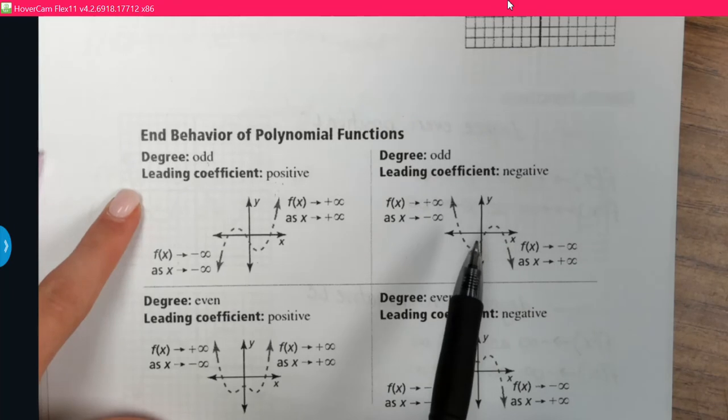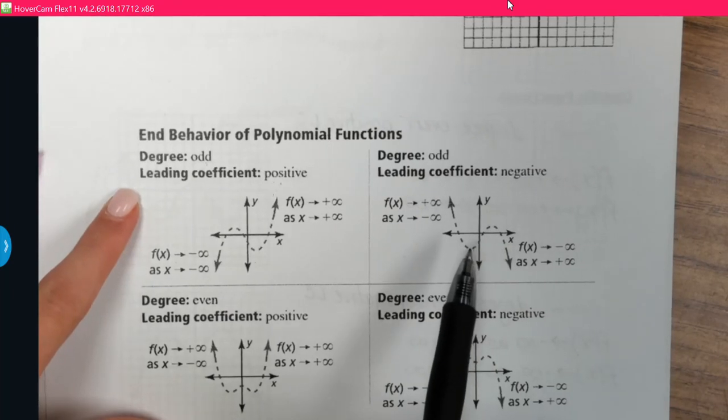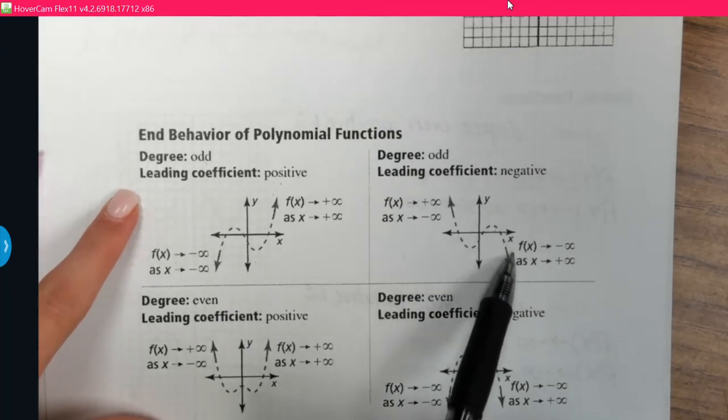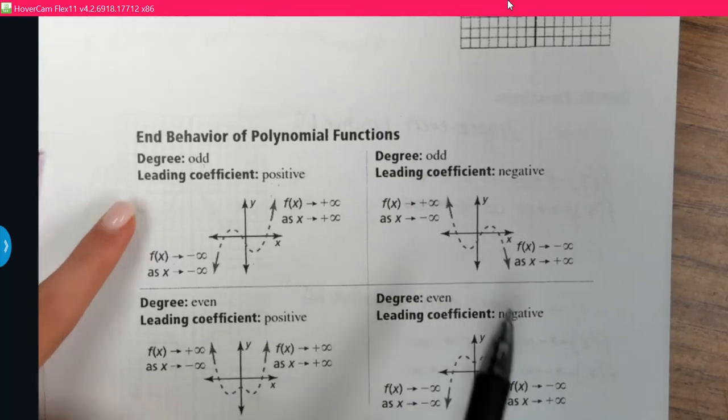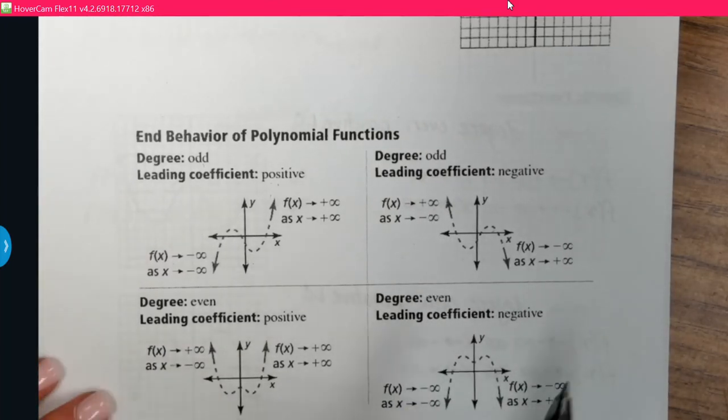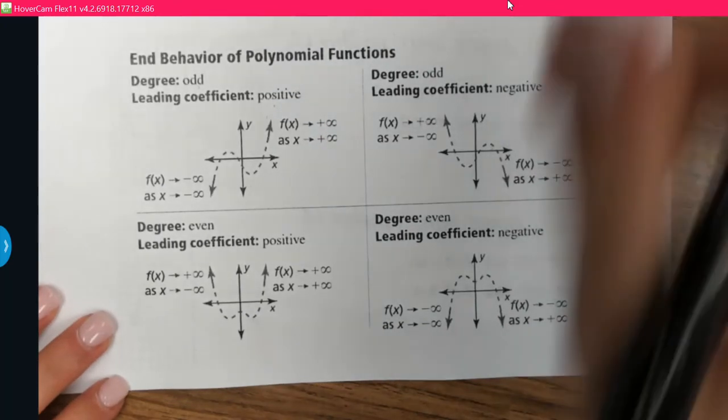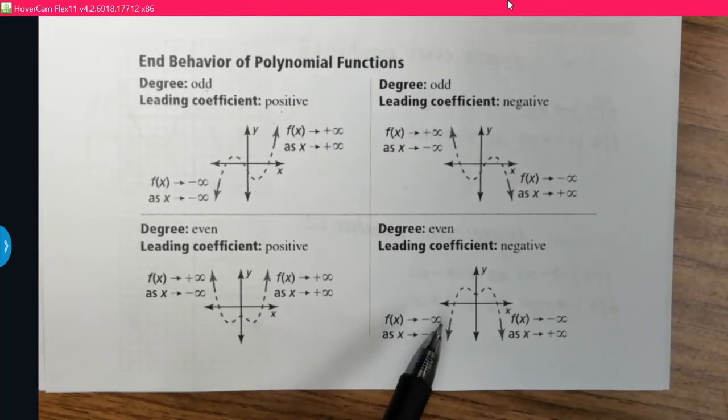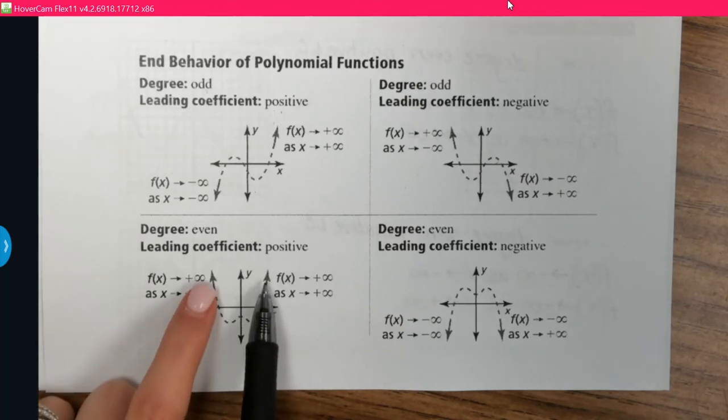If you have an odd degree and a negative leading coefficient, your right side is going down, and your left side is going up to positive infinity. Same thing with even. Regardless of what degree it actually is, 2, 4, 6, 8, 10, 20, they're going to go in the same direction.